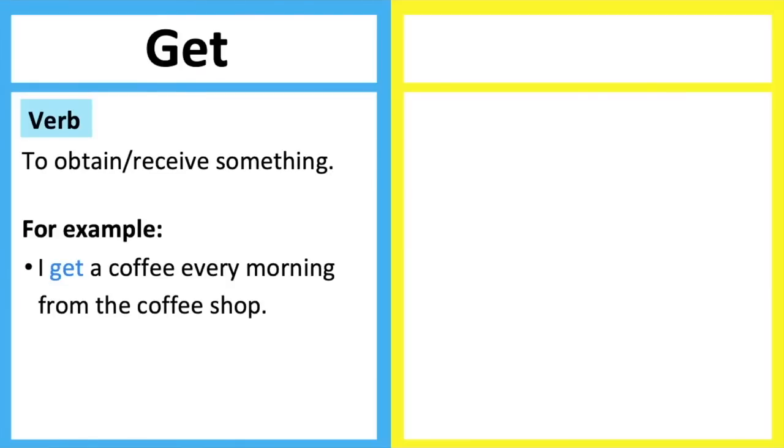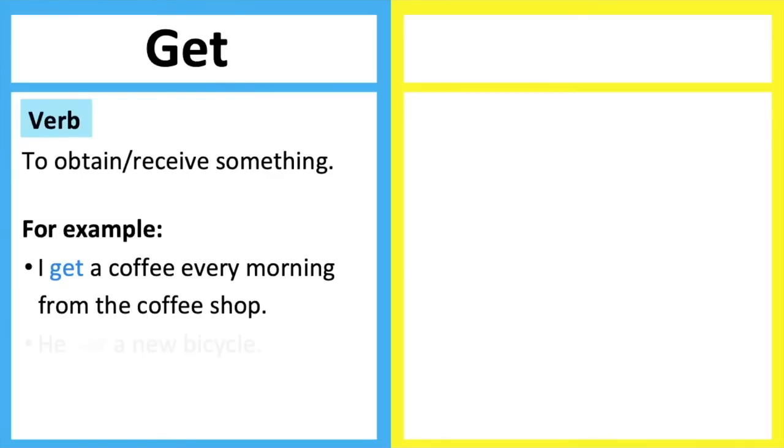In this example, I get the coffee because the person in the coffee shop prepares it for me and gives it to me. I wouldn't use the verb take because this would imply stealing. So if I say, I take a coffee every morning from the coffee shop, it may suggest that I took it without paying for it or without permission.